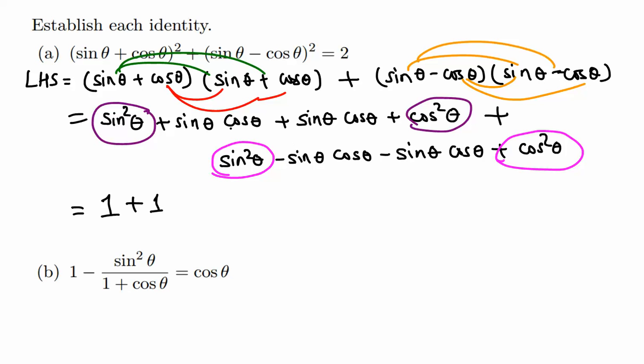Sine theta cosine theta is positive, minus sine theta cosine theta, so we can cancel these. Plus sine theta cosine theta minus sine theta cosine theta, those terms also cancel. Then just sine squared plus cosine squared is 1, another sine squared plus cosine squared is 1, so 1 plus 1 is just 2, which is the right hand side. So we just established this identity.